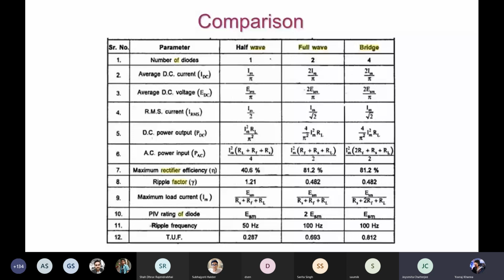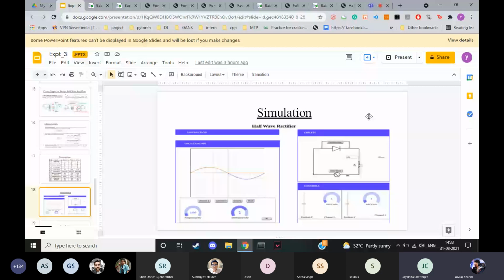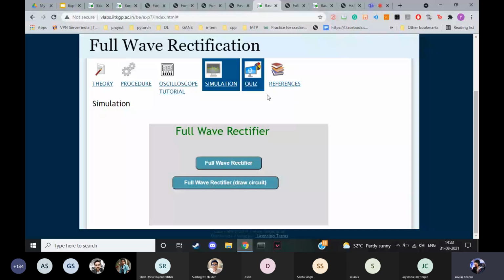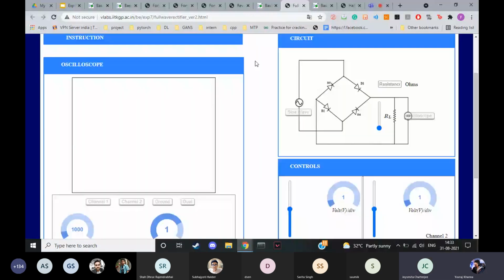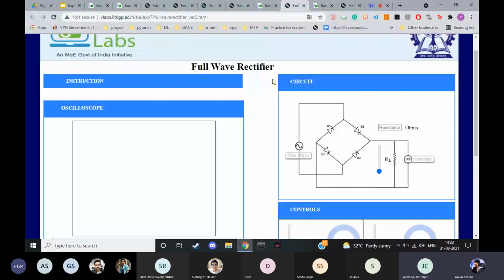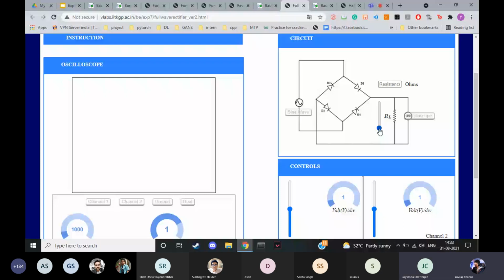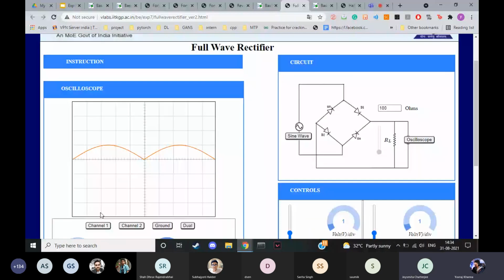Okay, so let's get to the simulation part. Let's first discuss the full wave rectification. Half wave is exactly similar. So here is the full wave rectifier. First you have to change the resistance here. Once you set the resistance, you just turn on the oscillator. Once the oscillator is on, you turn on the input signal wave, and then you get the output at the oscilloscope.